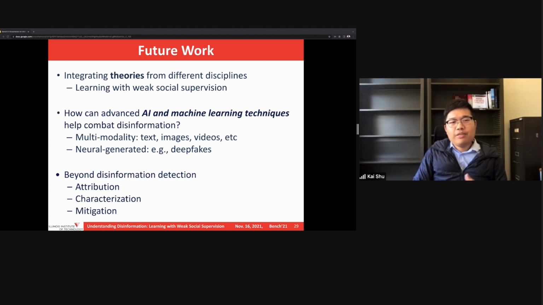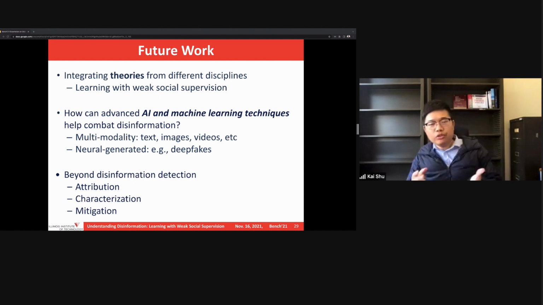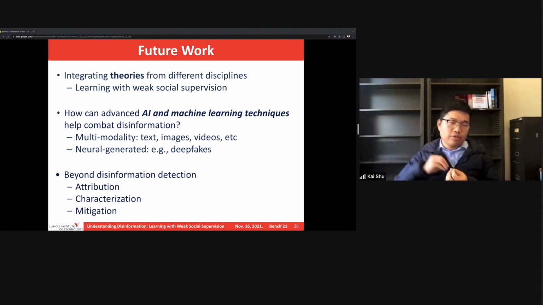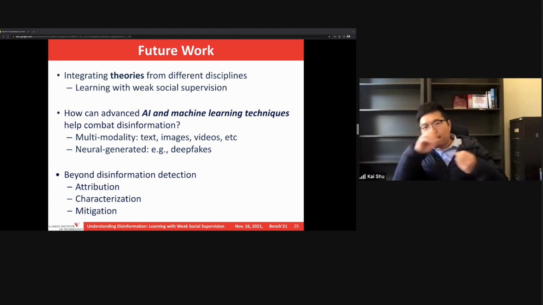And third, beyond the detection of fake news, we really want to focus on how to do the attribution, meaning to find the sources of the fake news, and how to do characterization to understand what's going on during the news spreading process, and how to do mitigation to make sure that as few people as possible are affected by fake news.